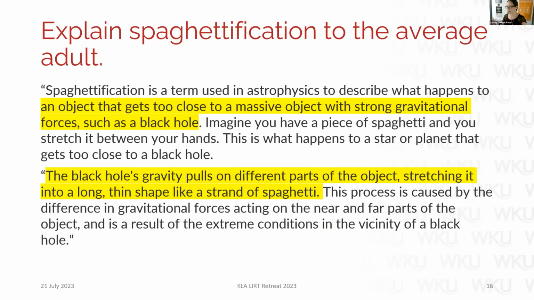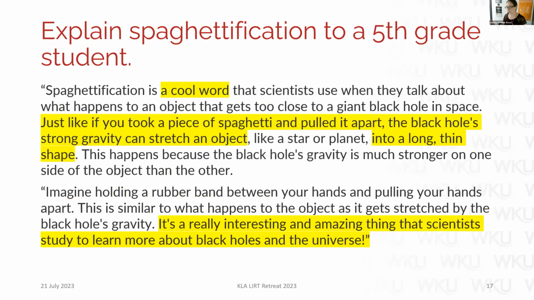And then for fun, I had ChatGPT explain spaghettification to the average adult. It used terminology that an average person would understand, saying that, like I had said in the beginning, it pulls the object, stretching it into a long, thin shape like a piece of spaghetti. And then for fun, I had it explain it to a 5-year-old or a 5th grade student. So like, it's a cool word and it's really interesting. And it's an amazing thing that scientists like to study and want to learn more about.